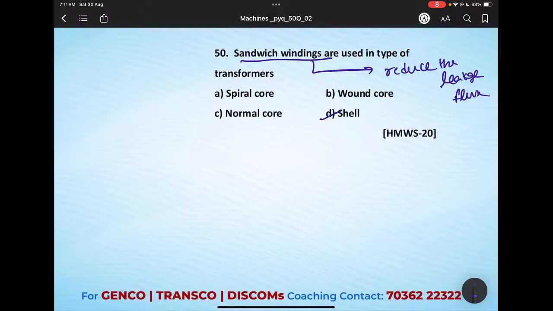There are two types: core type and shell type. In a shell type transformer, what will happen? Leakage flux will be more. To reduce that, we prefer sandwich windings. In spiral core or normal core or wound core, we use concentric type windings. You might have studied this in your theory classes. So our suitable option will be D. In a shell type transformer, we use sandwich windings to reduce the leakage flux.